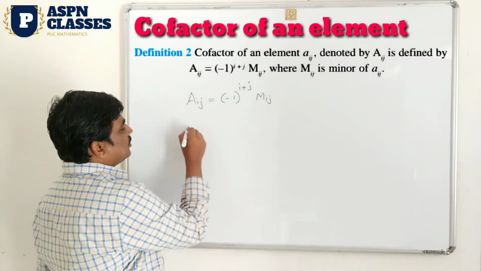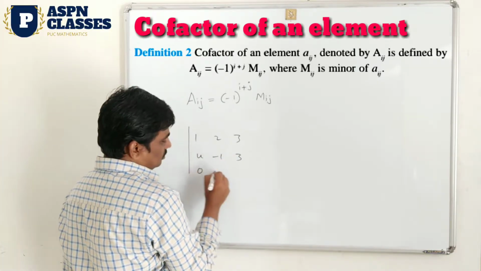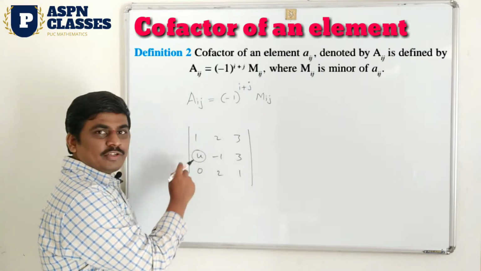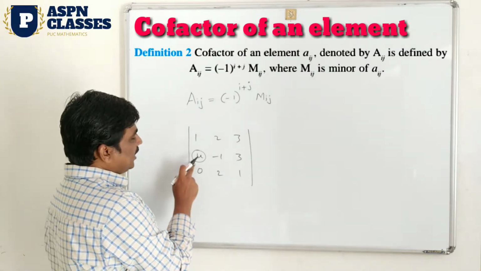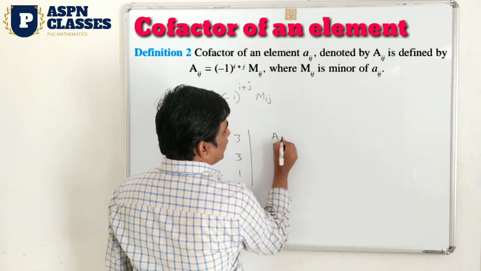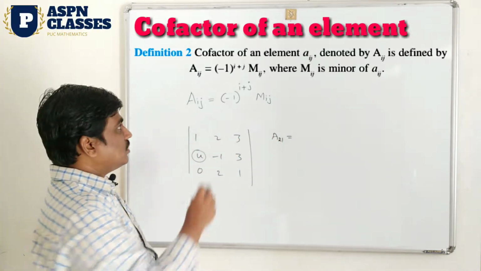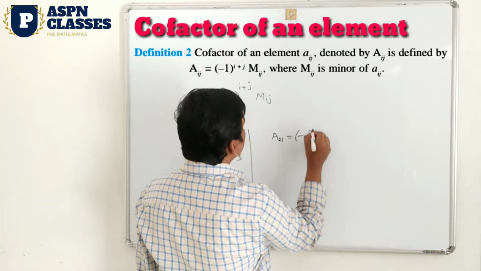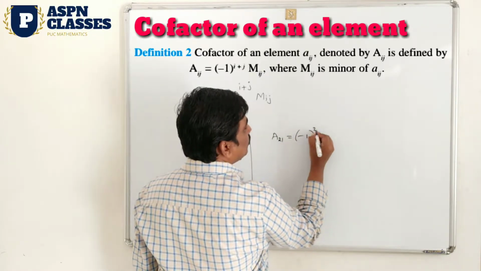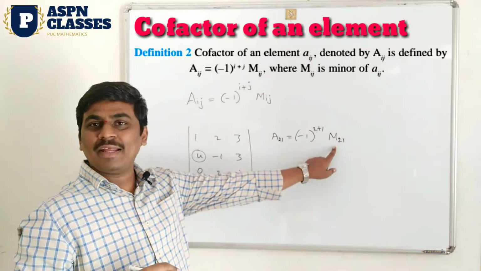Suppose I take one example here. Now I am going to find out the cofactor of an element. What is the element here? Second row, first column, no? So I have to find out the A21 cofactor. According to that formula, it is -1 raised to what? The i value here is 2, so 2 plus 1, and M21. That means you have to find out the minor factor.